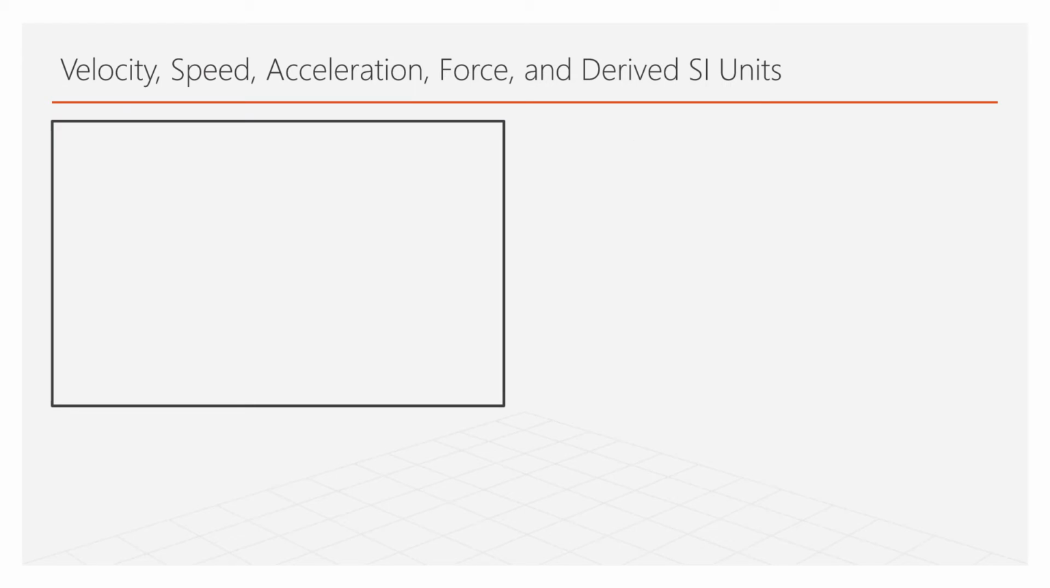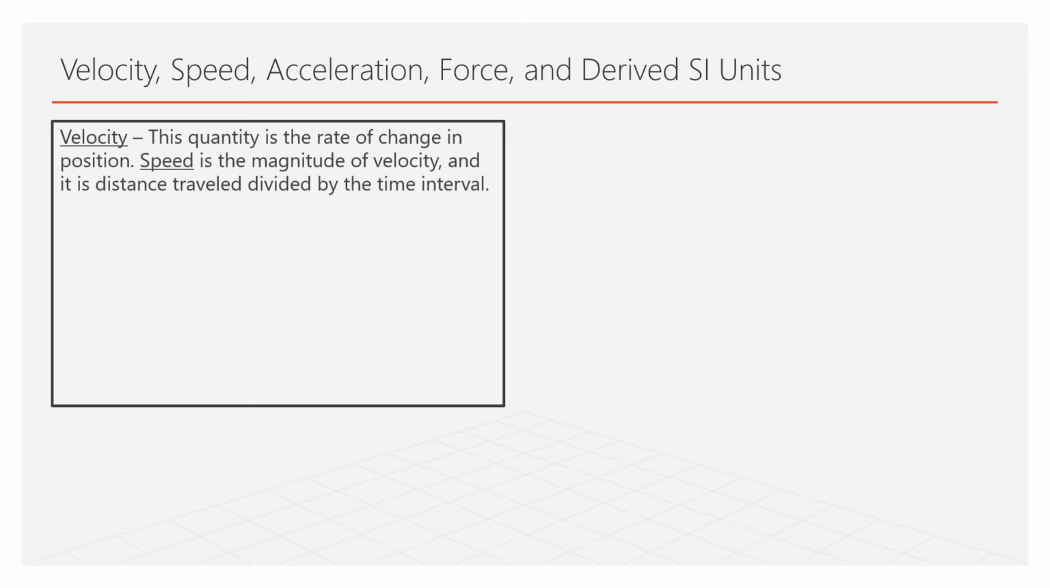Next, let's review the dimensions of velocity, speed, acceleration, and force, and see how derived units are found. Velocity. This is a quantity that is the rate of change of position. Speed is the magnitude of velocity and is the distance traveled divided by the time interval. So we can write the equation like this. Speed equals distance divided by time.